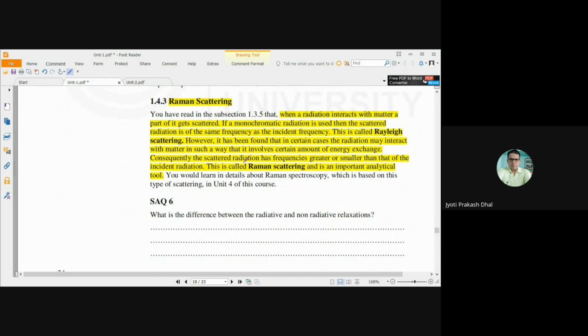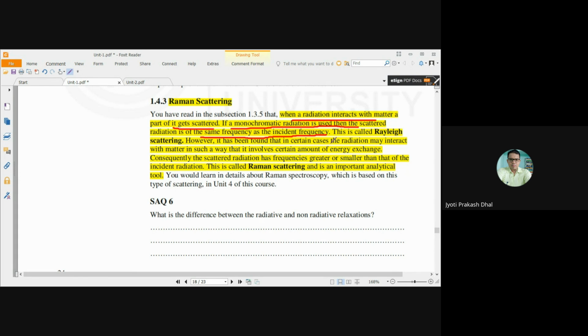Then coming to the Raman spectra. When radiation interacts with matter, a part of it gets scattered. If a monochromatic radiation is used, then the scattered radiation has the same frequency as the incident radiation. If the wavelength or frequency of the scattered radiation is similar to that of the incident radiation, these lines are called Rayleigh lines, or Rayleigh scattering.